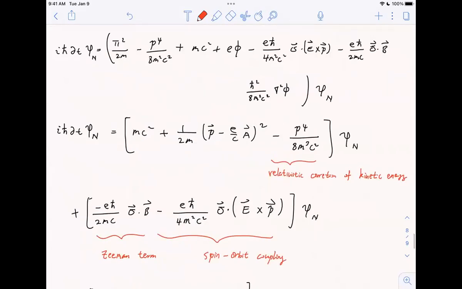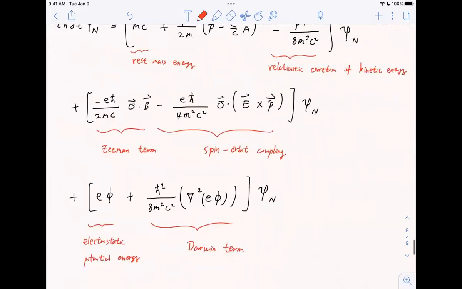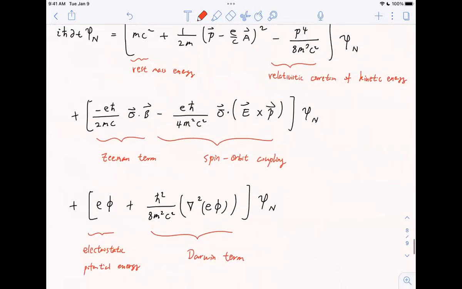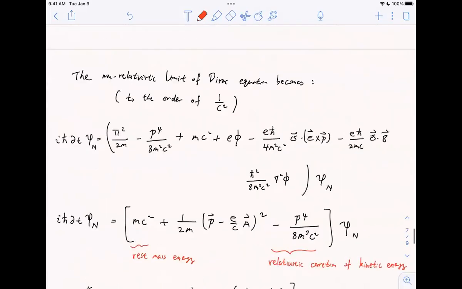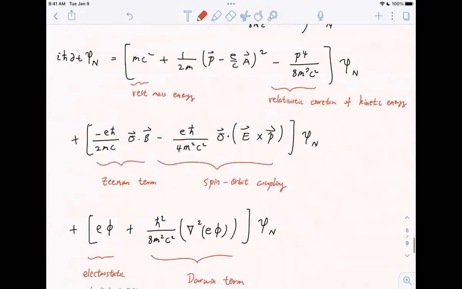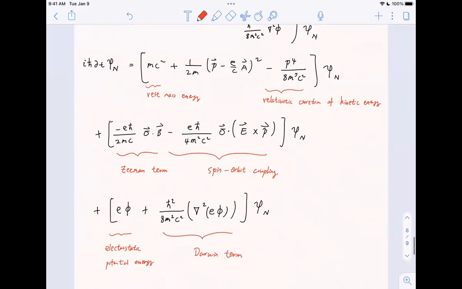This is rest mass energy, and this is just the kinetic energy. Okay, so this is the Dirac equation in the non-relativistic limit to the order of 1 over c squared. I would say, to me, this is one of the most important equations for electrons.